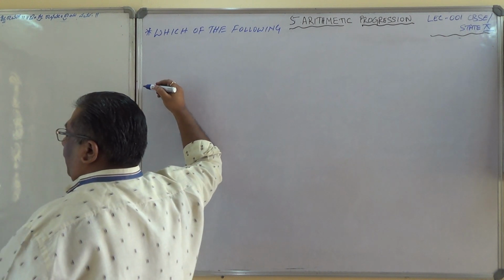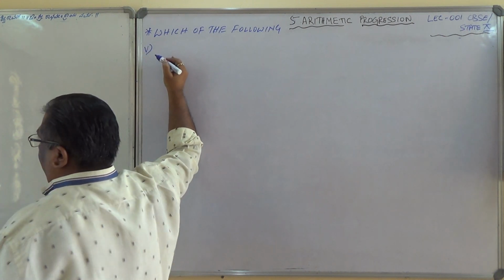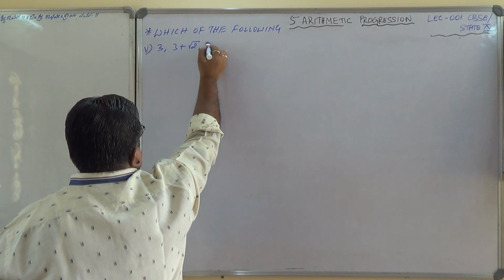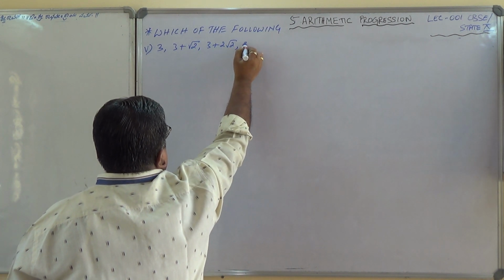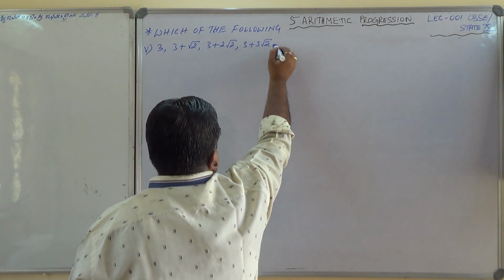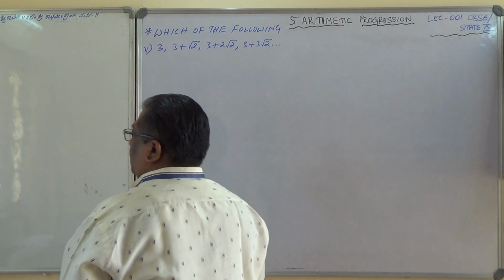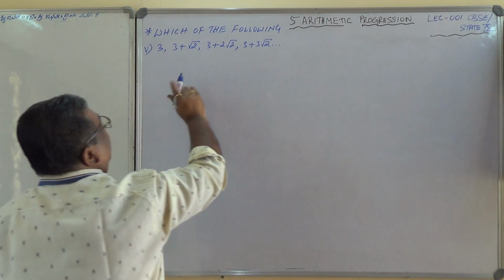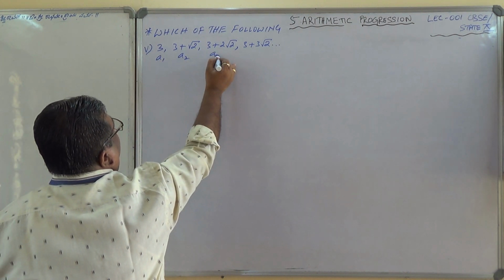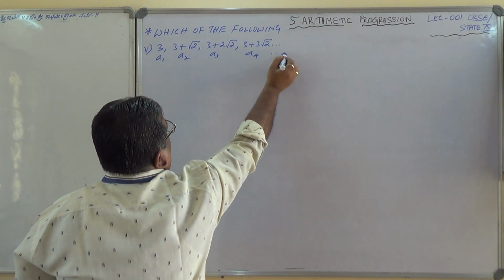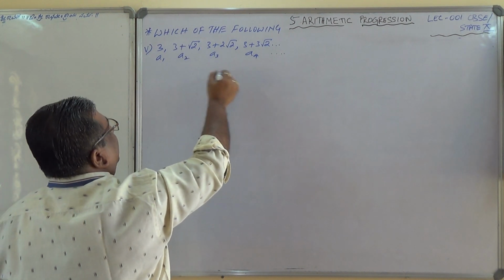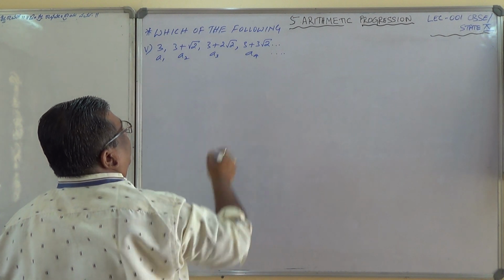So this is the fifth one. 3 plus root 2, 3 plus 2 root 2, 3 plus 3 root 2. This is what is given, and it continues. So let us see whether this forms an AP. I can mention this as A1, A2, A3, A4, dot dot dot. Also you can write below the sequence in terms of A1, A2, A3, A4, instead of writing A1 equals so and so.